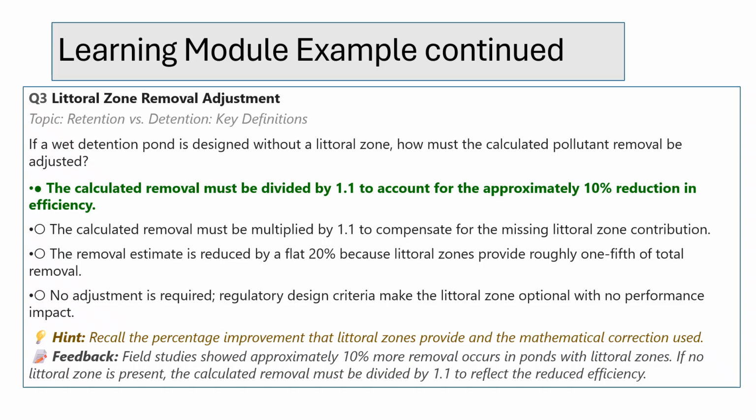Here is question 3 from the learning module quiz. The question asks, if a wet detention pond is designed without a littoral zone, how must the calculated pollutant removal be adjusted? The correct answer is that the calculated removal must be divided by 1.1 to account for the approximately 10% reduction in efficiency. Field studies have shown that ponds with littoral zones achieve roughly 10% more pollutant removal than those without them. So when a littoral zone is absent from the design, you need to divide the calculated removal by 1.1 to reflect that reduced performance.